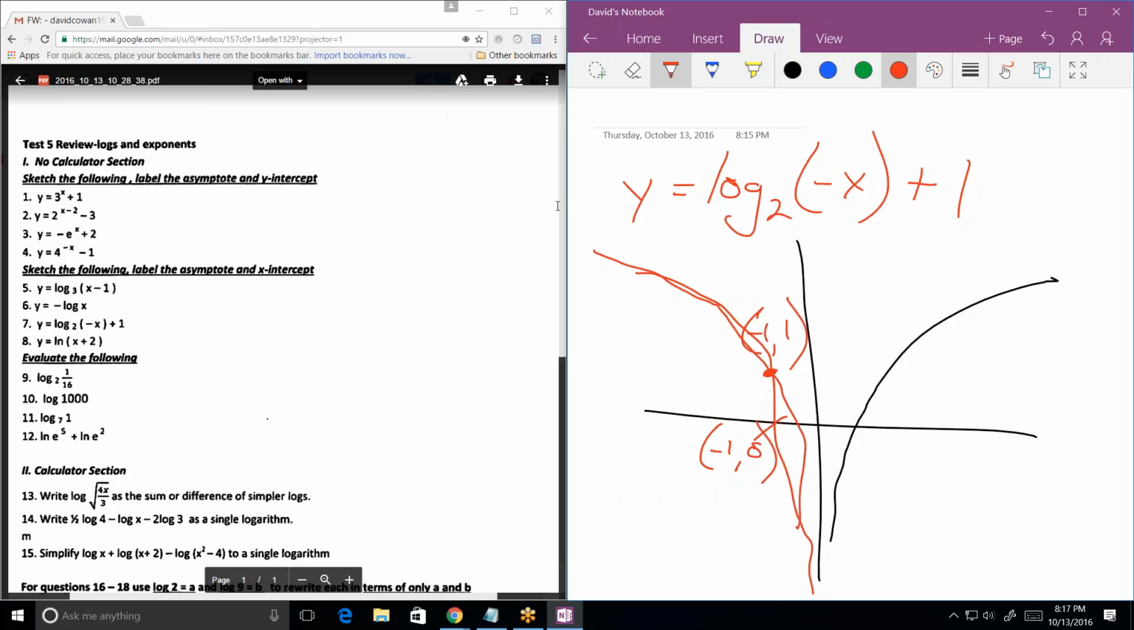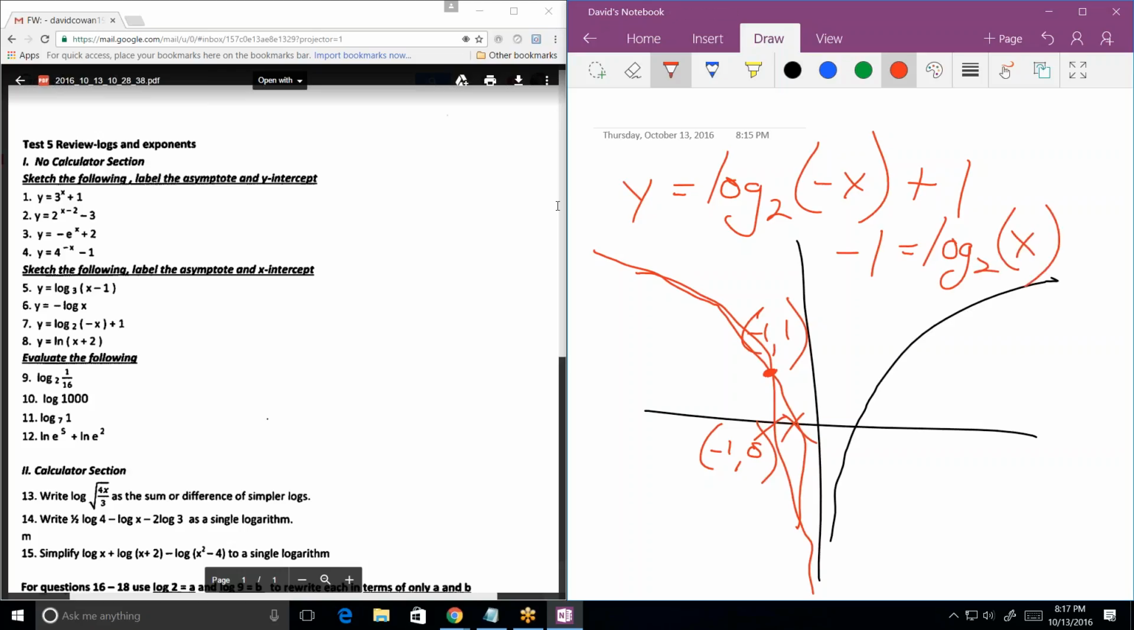Oh, no, it isn't. How do we figure it out? What's the y value when you're talking about the x-intercept? It's 0. In other words, if I want to find that point right there, I'm going to set y equal to 0. And if I set y equal to 0, then I have negative 1 equals the log base 2 of x.